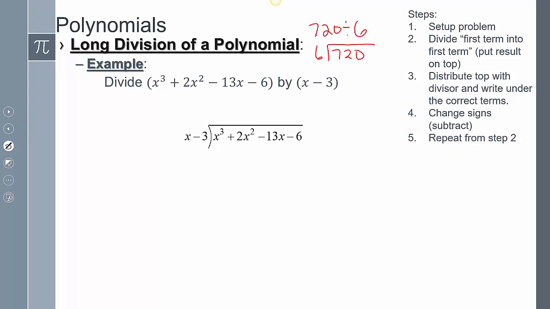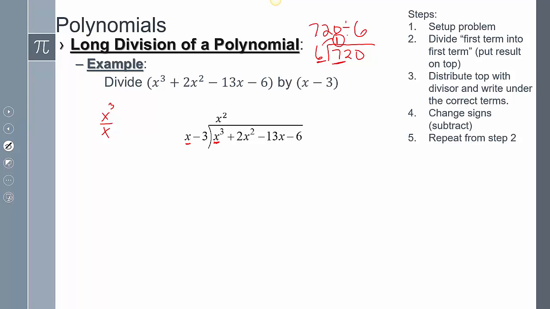And so now when I want to divide, remember here I divide 6 goes into 7 how many times? In this case 1. Well, I'm going to do that here. X goes into x cubed how many times? If you need to see what that's going to be, go ahead and write it off to the side. So x goes into x cubed, x squared times.